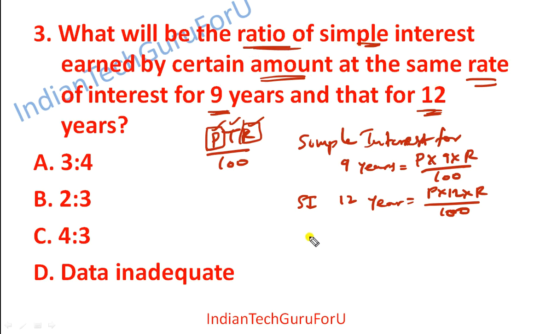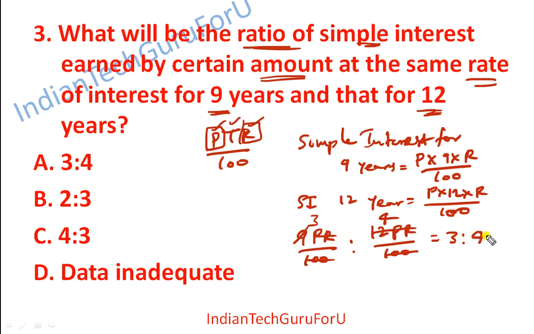So to find the ratio, just find the ratio of these two formulas. 9 PR by 100 is to 12 PR by 100. So what is meant by 'is to'? 'Is to' means divided by. So PR cancels, 100 cancels, 3 3s, 3 4s, that will be 3 is to 4. So the answer is 3 is to 4.